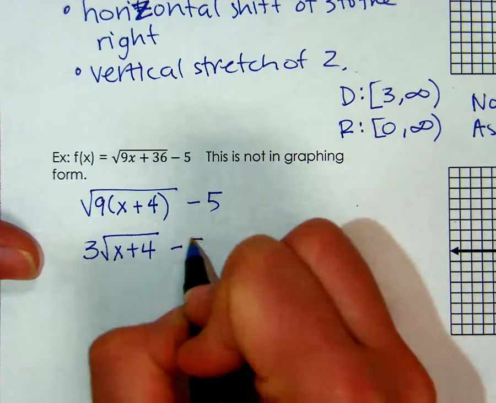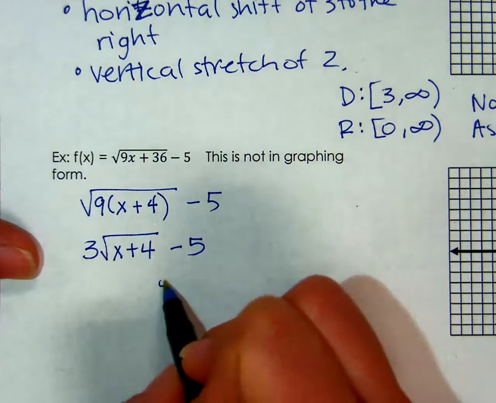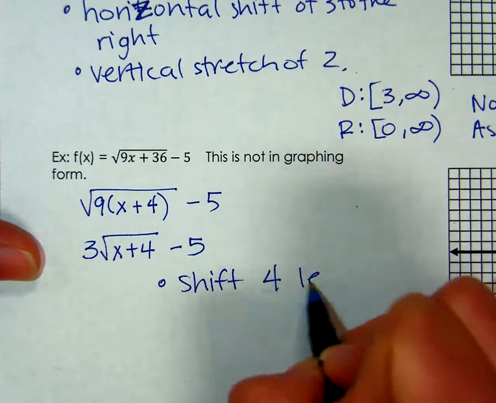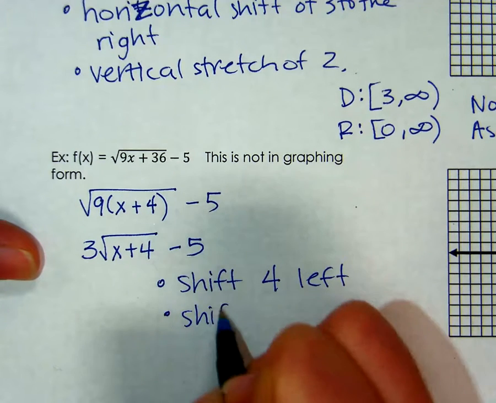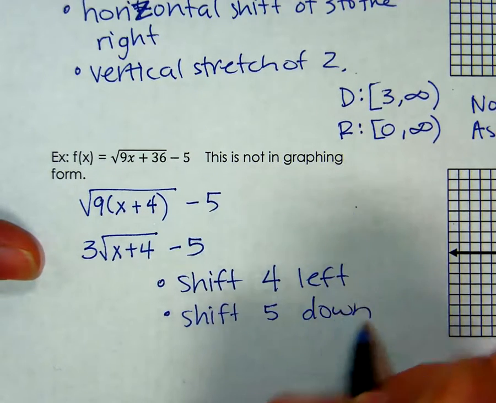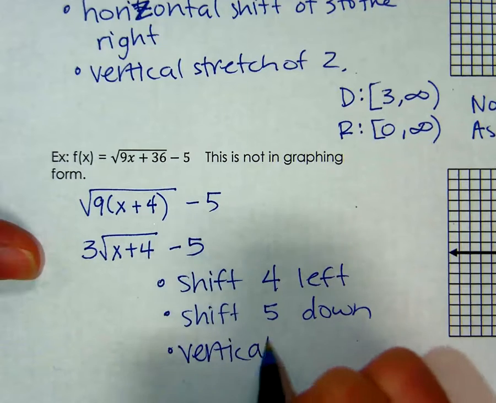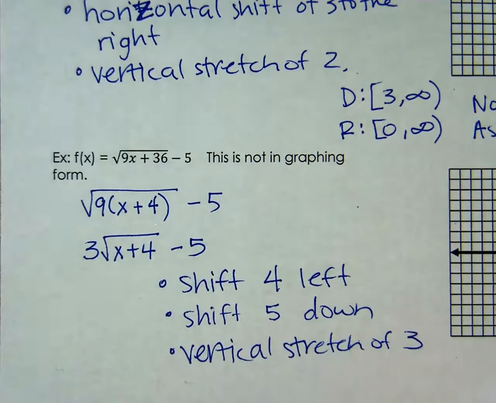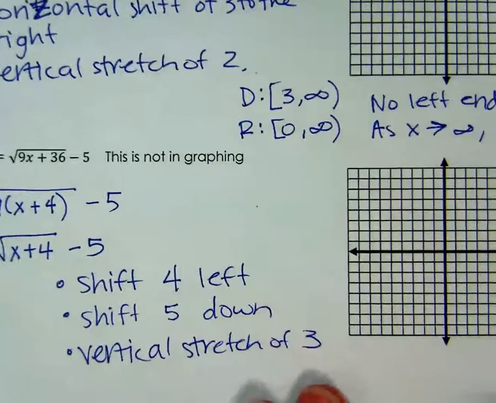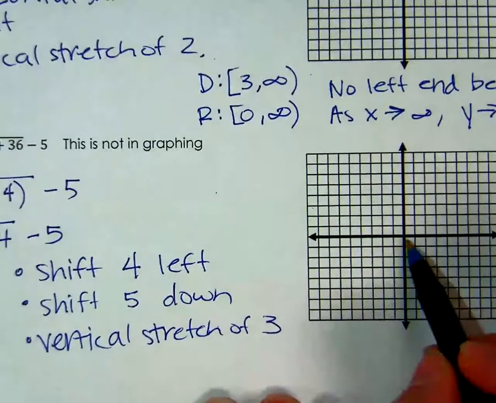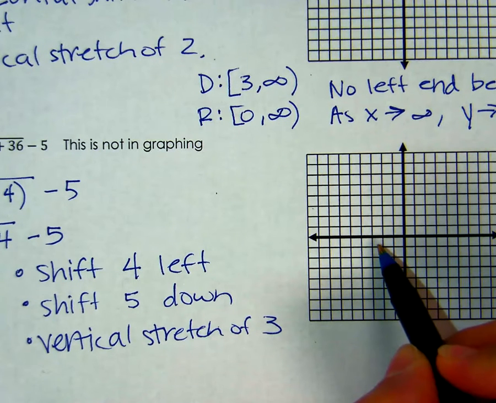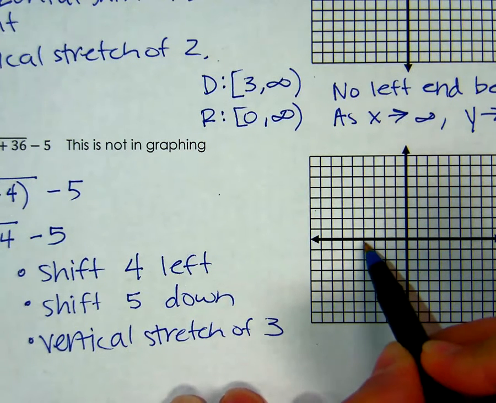So this means I have to shift 4 left. I shift 5 down, and then I have a vertical stretch of 3. So when I come back over here, I'm going to go from a normal vertex of 0, 0, 4 left, 1, 2, sorry, 1, 2, 3, 4. And then I'm going to go down 5. 1, 2, 3, 4, 5.